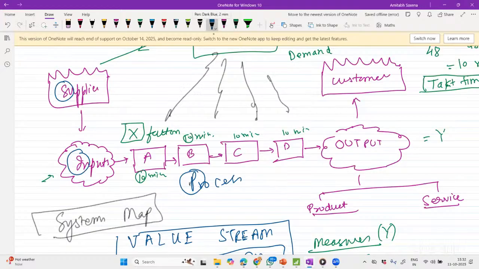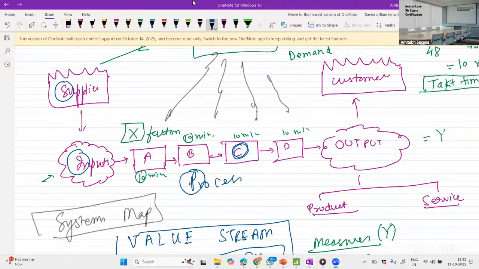Usually you must have seen one department manager, let's say it's the department C manager. He attends some AI conference or some automation conference. And after that, he says, well, the world has changed. Let me automate my process. And he automates his process. This 10 minutes becomes 2 minutes.